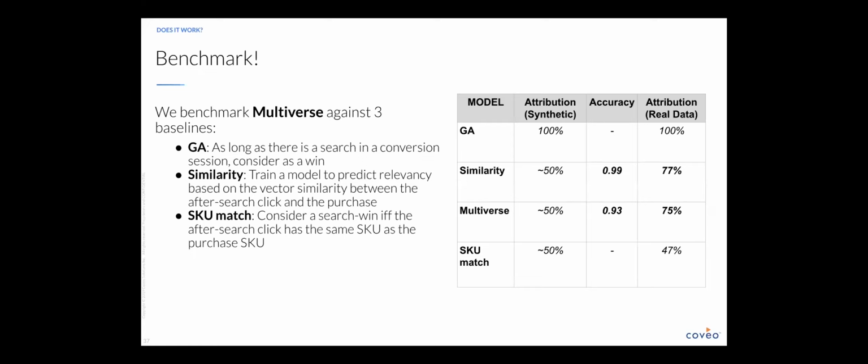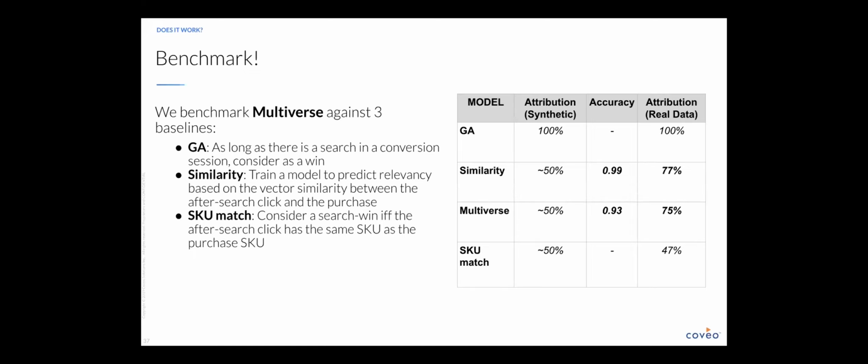And then we test similarity and multiverse and SKU match, they all give you around 50% of ratio, which means that if you take into account a slightly more sophisticated attribution strategy, the attribution of session to search is actually gonna drop considerably. And of course, since we have synthetic labels, we can actually measure the accuracy, and you can see here, both for similarity and for multiverse, we're well beyond 90%.